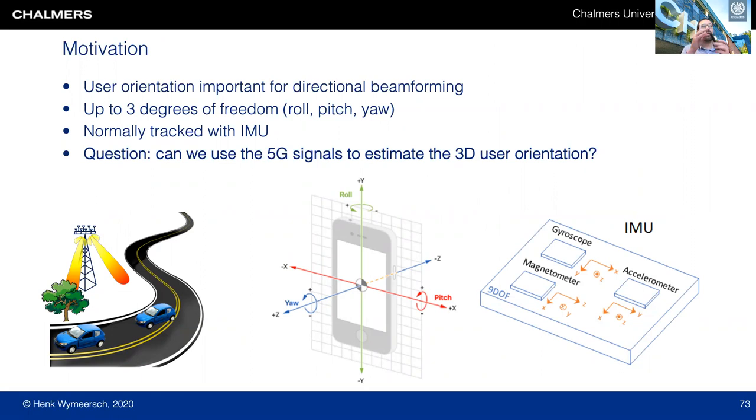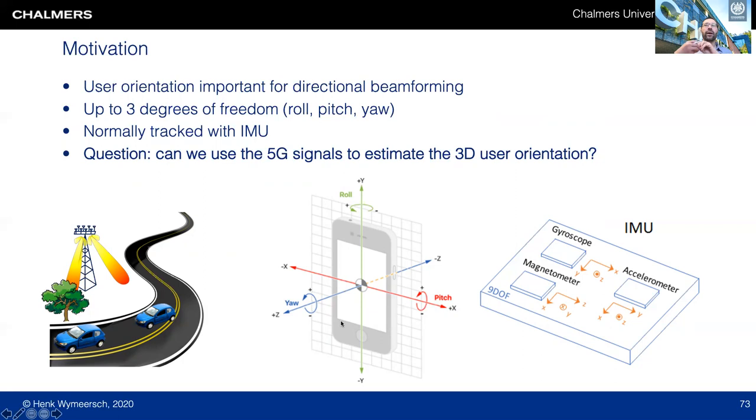The user has, in principle, 3 degrees of freedom. This is shown in this picture in the middle. This is actually from Apple. I forgot to put the acknowledgement. So there's something called pitch, roll, and yaw around the different axes. This is normally tracked with an IMU, an inertial measurement unit, which is shown here on the right, which can track this orientation, but this suffers from an increasing error covariance over time.